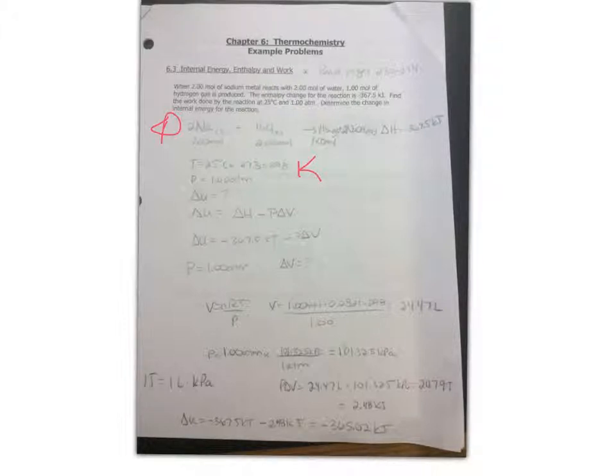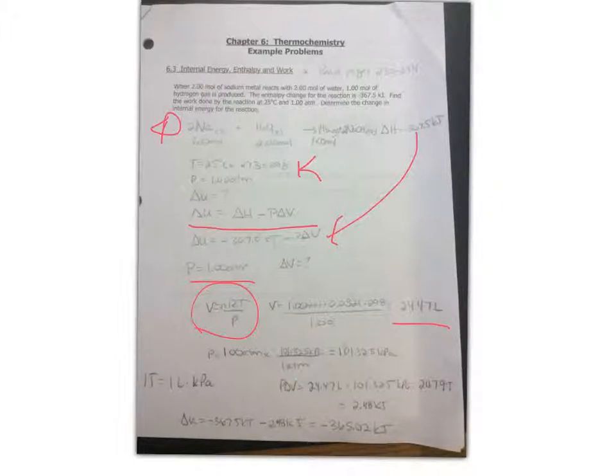So we use the equation delta U is equal to delta H minus P delta V. Well, we have our delta H, so we can just plug that in. And then we have to figure out our delta V. Our pressure is 1 atm, so we could always just plug that one in. We're going to use PV equals nRT to find our volume. So we plug in our 1.00 moles, our 0.0821 times 298 all over 1 atmosphere pressure, to get 24.47 liters for our volume.